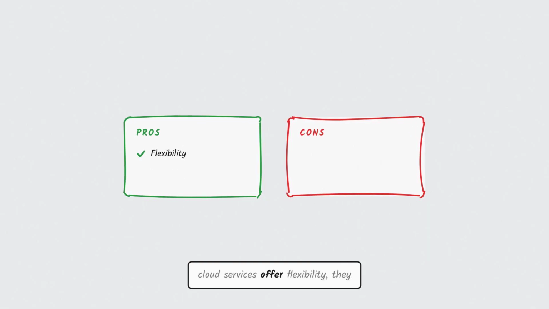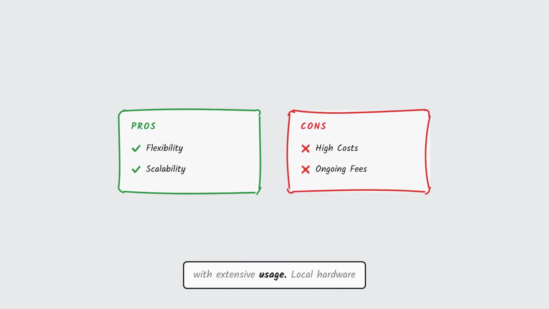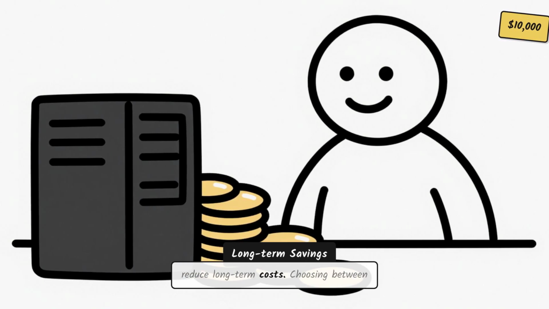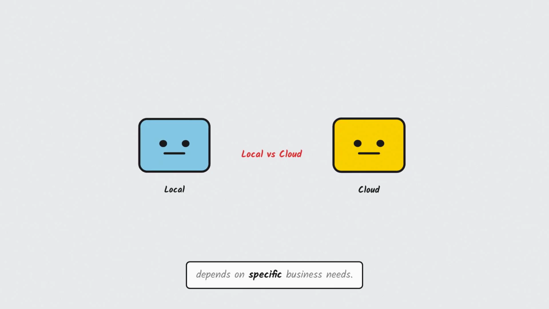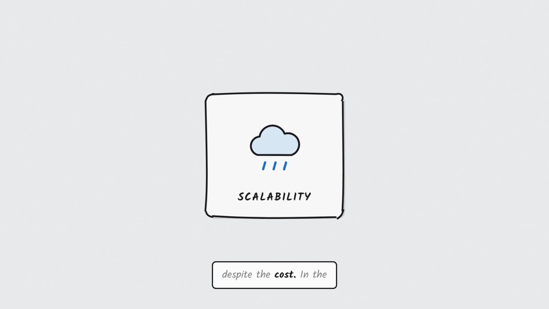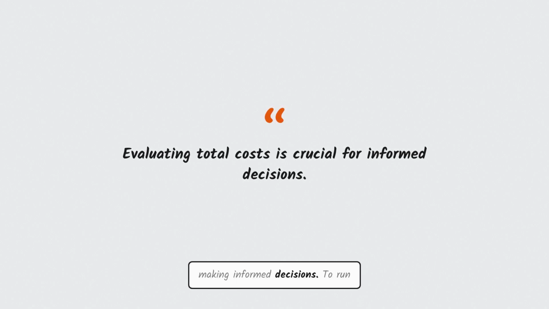While cloud services offer flexibility, they can become expensive with extensive usage. Local hardware setups require upfront investment but reduce long-term costs. Choosing between local and cloud deployment depends on specific business needs. Some companies benefit from the scalability of cloud solutions despite the cost. In the long run, evaluating total costs helps in making informed decisions.